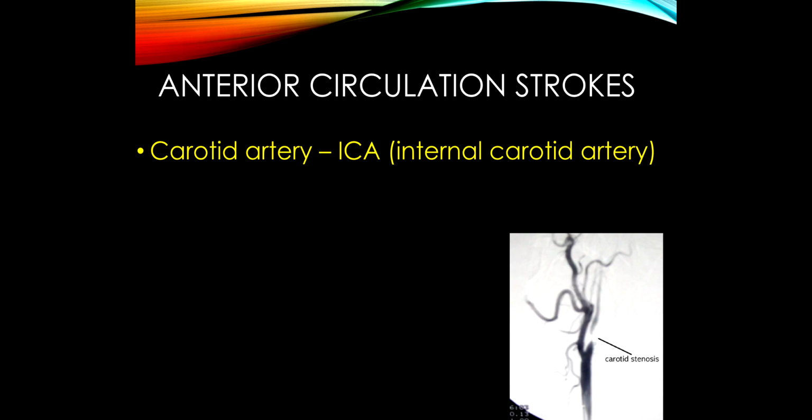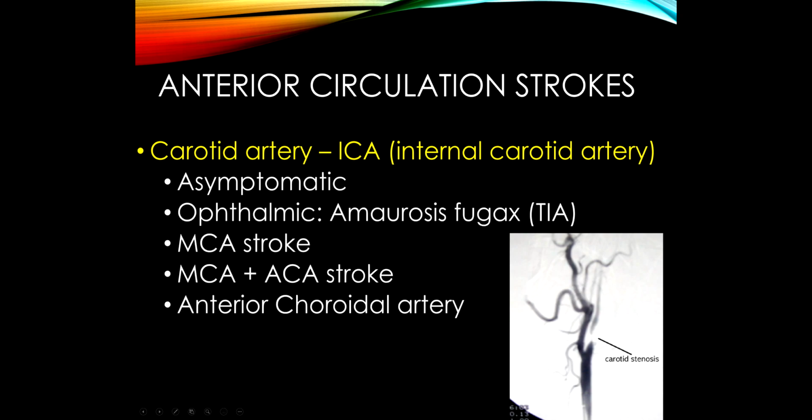So let's start with the anterior circulation. So here we have the internal carotid artery with an obvious narrowing. Okay, and so sometimes we will find a patient that has something like this, and if they had good collateral flow, other blood vessels are able to supply the area that's affected here. Patients may be asymptomatic, or they may have involvement of the ophthalmic artery, perhaps as an amaurosis fugax.